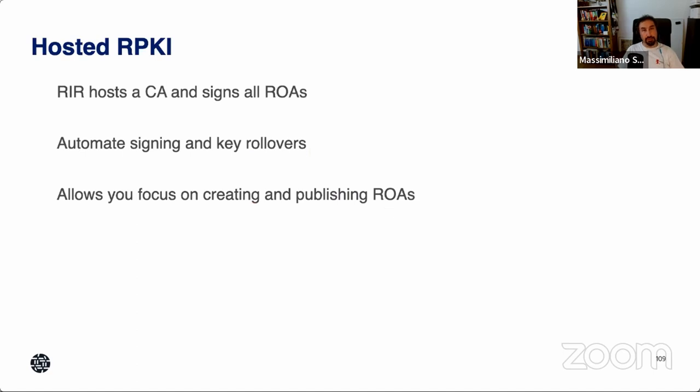Now, you can do two types of RPKI. One is the hosted RPKI, where the regional registry hosts the CA and signs all your ROAs. There's automated signing and key rollovers. So you just have to go in, create your ROAs, and you're done.